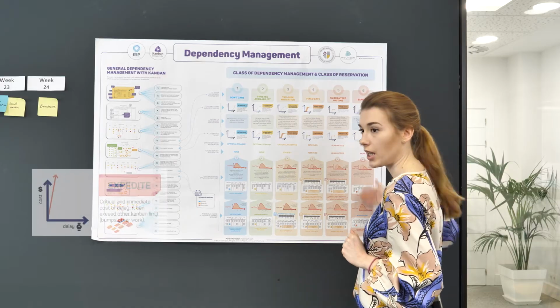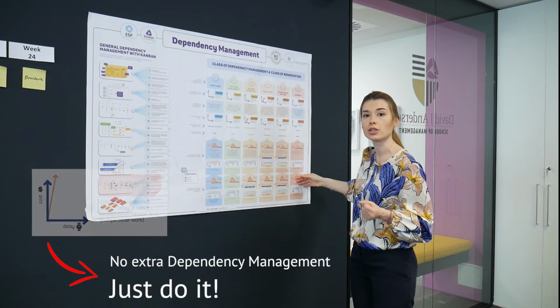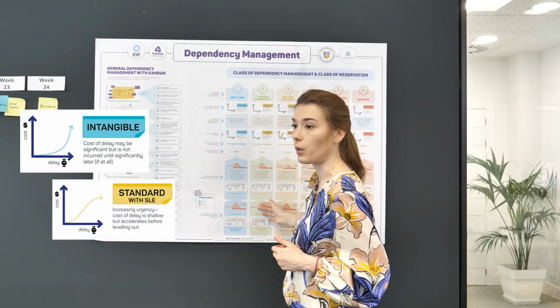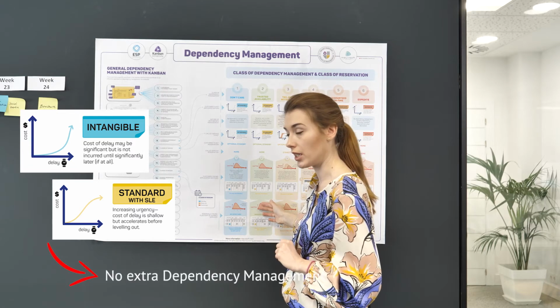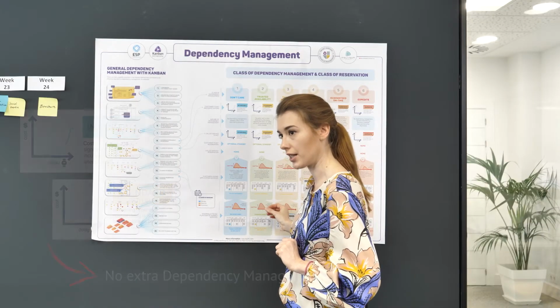In terms of expedite, you don't need any extra dependency management. It's expedite, you just do it. In case of intangible and standard, as well, no extra dependency management is needed because you don't have that high cost of delay in this case.